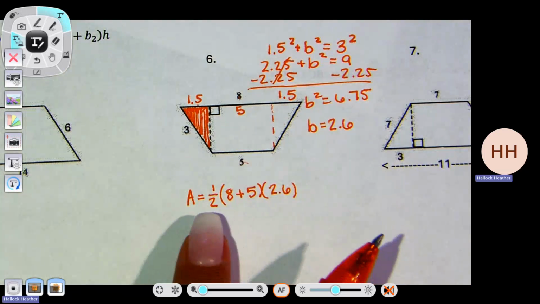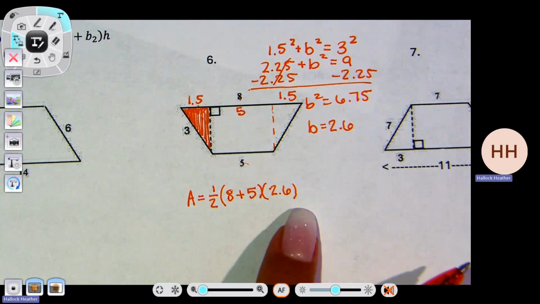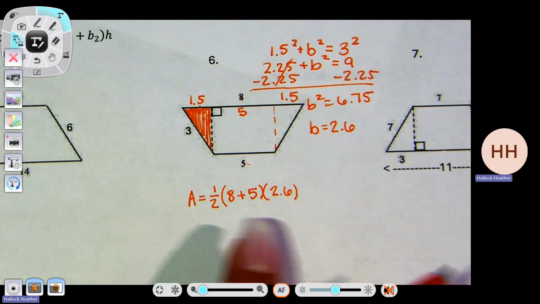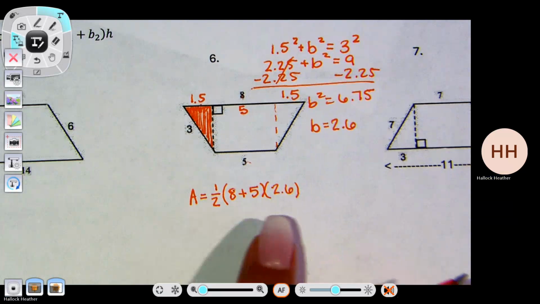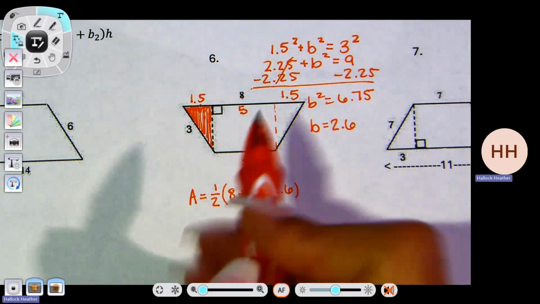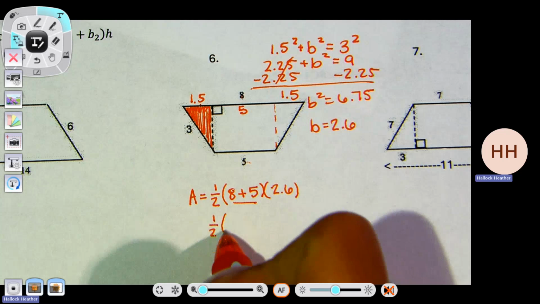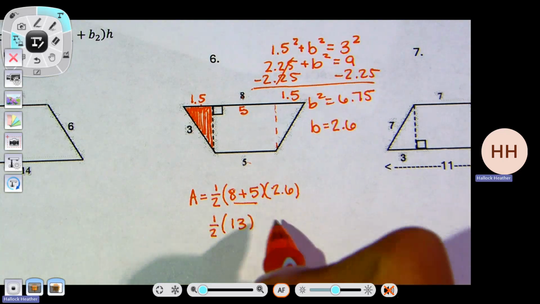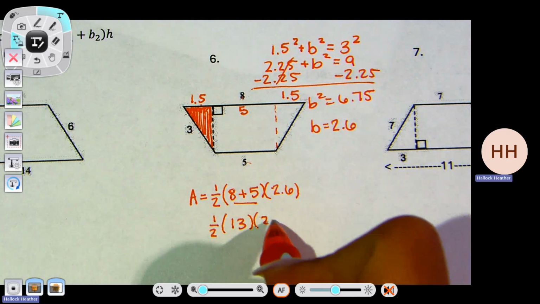So now PEMDAS for life. Last time it was very easy. It was just base times height. What do I have to do first for this? I would just add it together. Yeah, 13. So I have 1/2. I add them together because parentheses, PEMDAS for life.